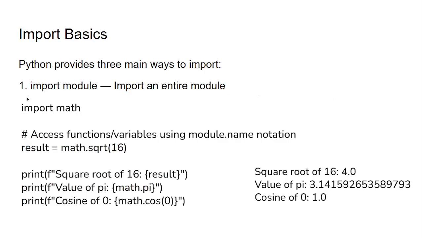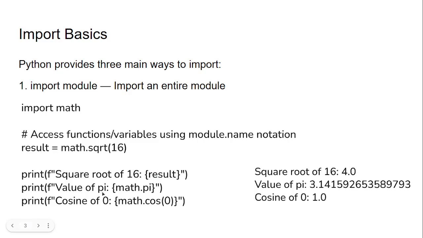We have import module, where we can import an entire module. An example is import math, and math is an existing module in Python. We can access the functions and variables in math using dot notation. Here we have math.sqrt. Square root is a function that exists in math, and we have the result 4, which we are calculating on 16. So the square root of 16 is 4.